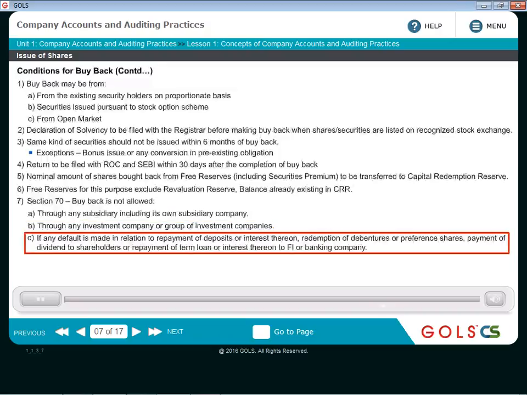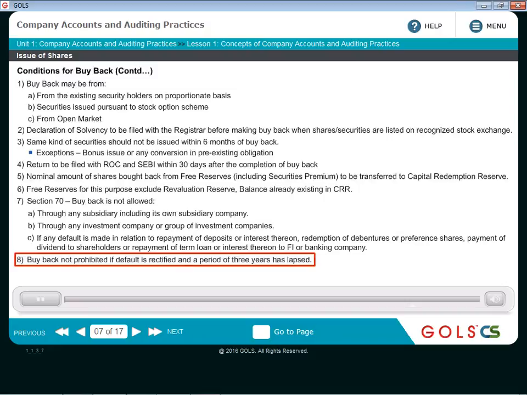Buyback is also not allowed if any default is made in repayment of deposits or interest thereon, redemption of debentures or preference shares, payment of dividend to the shareholders, or repayment of term loan or interest thereon to the lender, that is, a financial institution or banking company. So basically, whatever the payment obligations of the company, if the company has made some default, then the buyback is not allowed until that default is rectified.